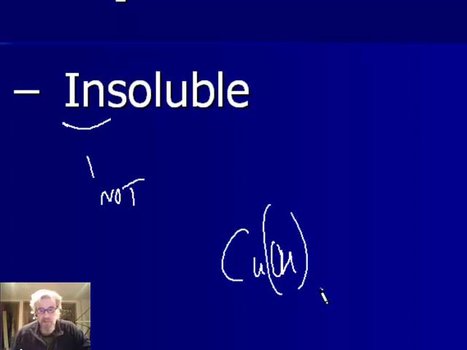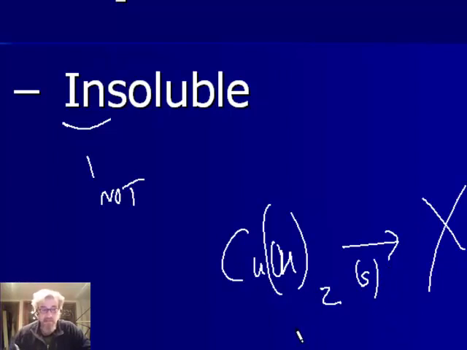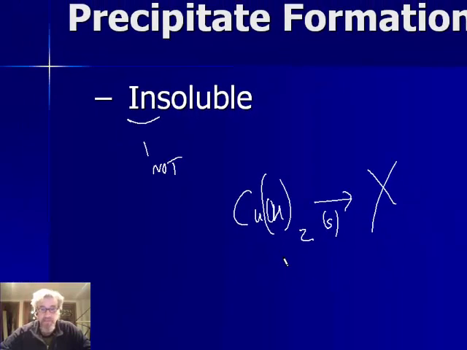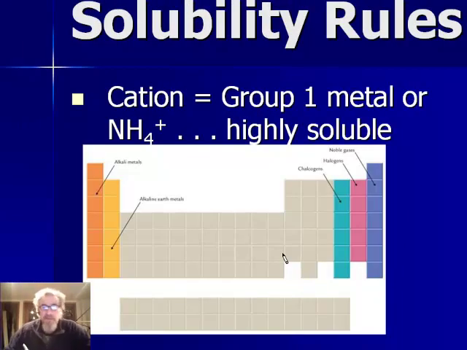Insoluble, well, the prefix in means not. So not soluble means doesn't dissolve in water very well. So if something is said to be insoluble, that means it's not going to dissolve. Here's an example of something like that. Copper 2 hydroxide. If I put this in water as a solid, nothing happens. It's going to stay there. It's just going to sit there as a block or a puddle of crystals of copper hydroxide. It's not going to split up into ions very much at all. Highly insoluble. So in order to be able to apply this, we need to have a set of rules.